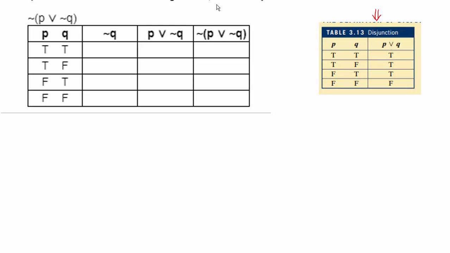Okay, in order to decide the truth value of this, you have to look at the truth value of this first. Because once you determine the truth value of that, then you just do the negation, right? So that's why you have this column here, okay?